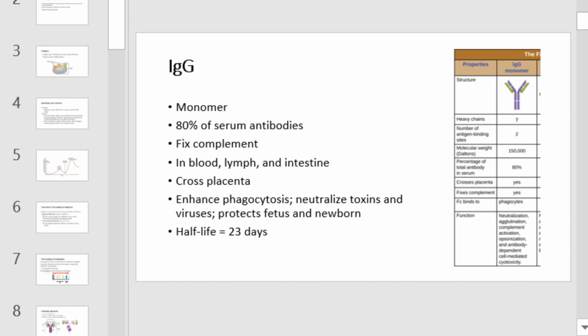This is the IgG antibody. It is a monomer. 80% of serum antibodies are of this type. It has a fixed complement, and can be found in blood, lymph, and intestines. It can cross the placenta, enhance phagocytosis, neutralize toxins and viruses, and protect the fetus and newborn. It has a half-life of 23 days.